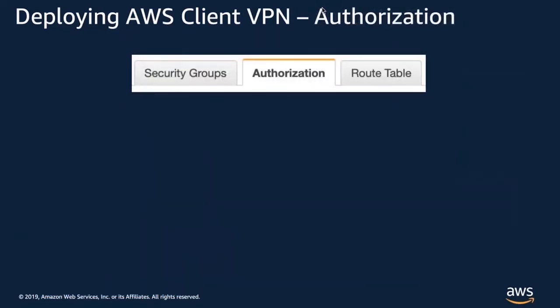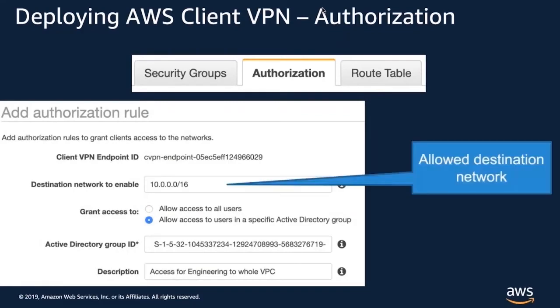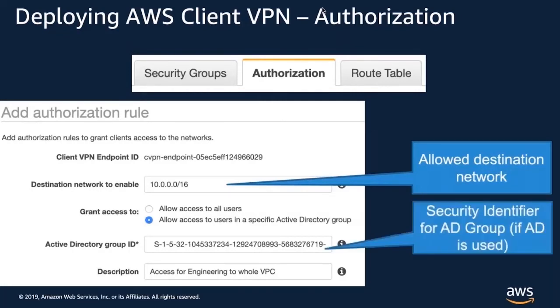Once you're done with security groups, that's where we can move on to actually setting up authorization. Here is where we're deciding which IP address ranges you want to allow your remote users to connect to. With your authorization rule, you can specify exactly what IP address range, what network, you are allowing your users to connect to. And you can either make it available to all users, or you can change permissions depending on which Active Directory group that user belongs to. So you may want to allow engineering to have access to one address space and then have marketing connecting to a different address range. And you can do that by using Active Directory groups.